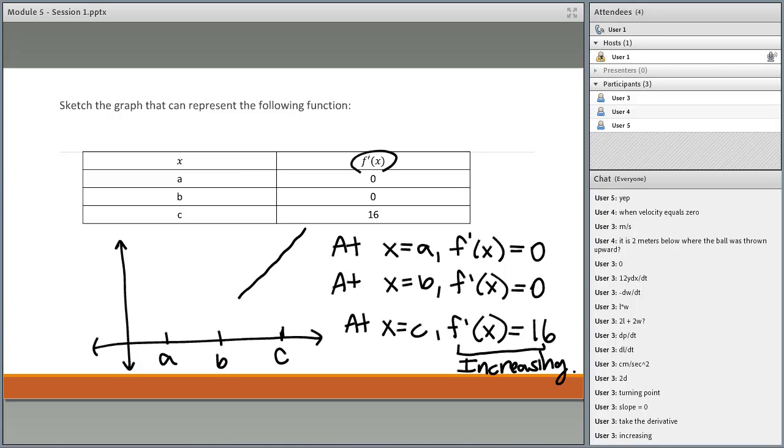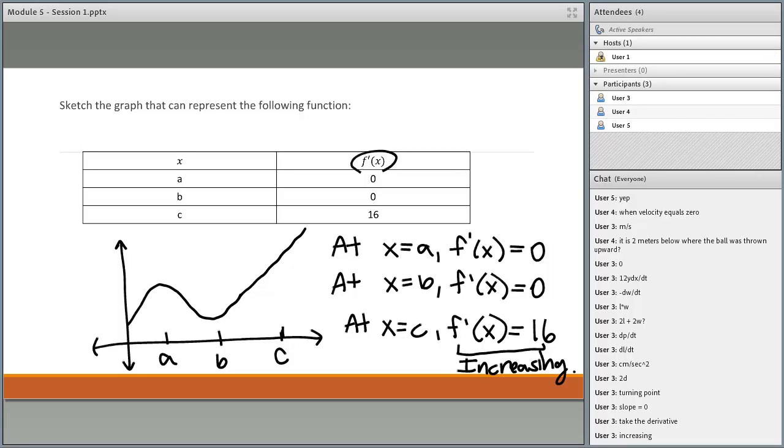And then I have to go backwards. I know at x equals b, the graph changes directions. And then I know at x equals a, it also changes directions again. So this is an example of a graph that could represent the information that we were given.